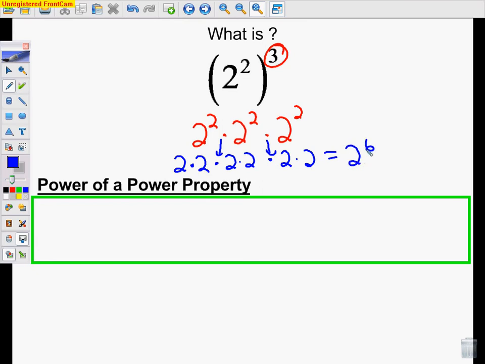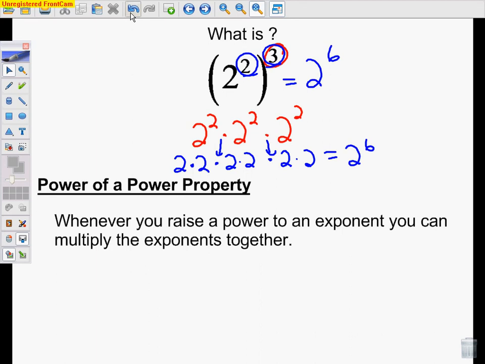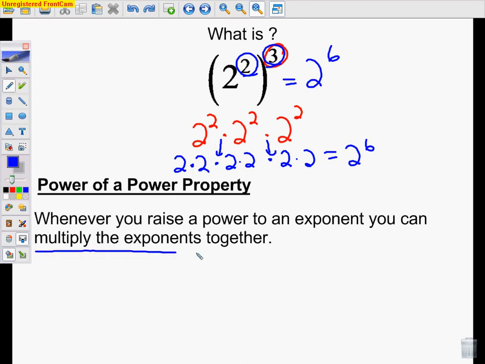But if you noticed at the beginning, the exponents are 2 and 3. Well, what did we do with those exponents? Well, we kept the base the same, and we multiplied the exponents together. That's called the power of a power property. Whenever you raise a power to an exponent, you can multiply the exponents together.